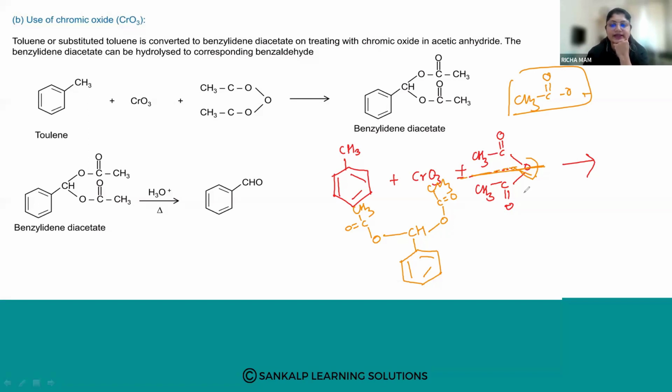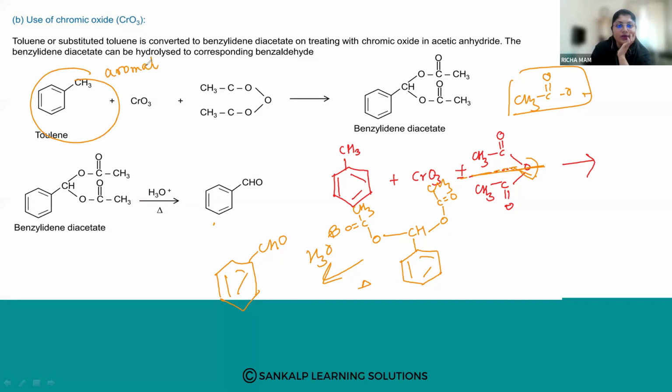Now this benzylidene diacetate will undergo hydrolysis, and it will be converted into aldehyde. So this is another way we can prepare an aromatic aldehyde from an aromatic hydrocarbon.